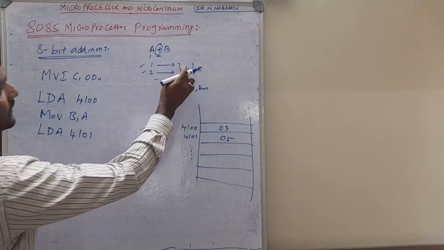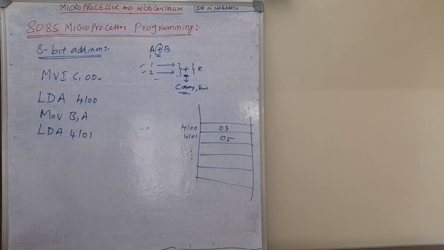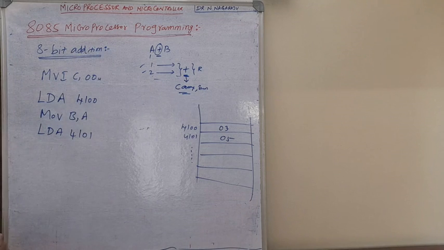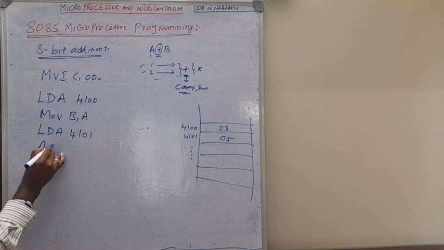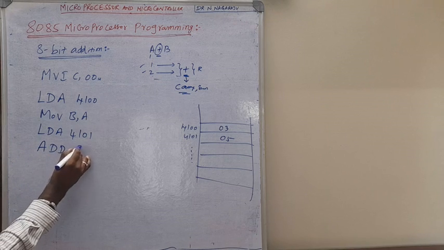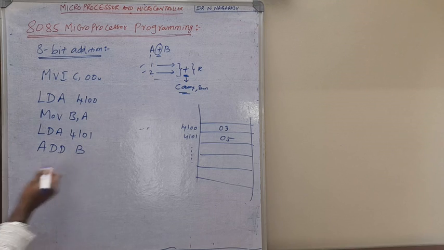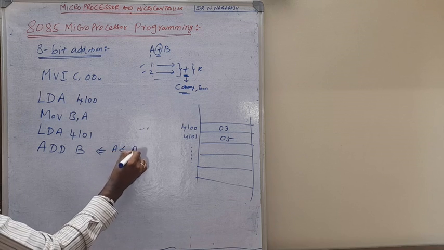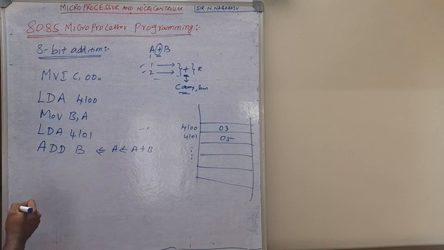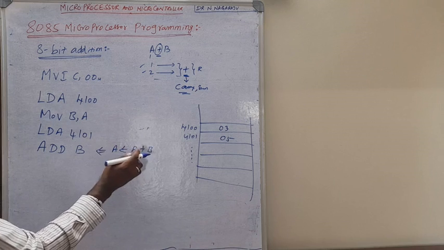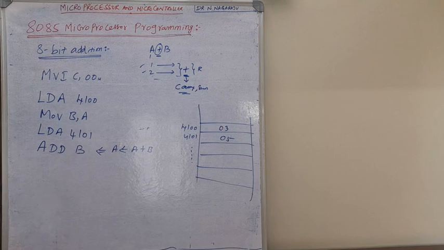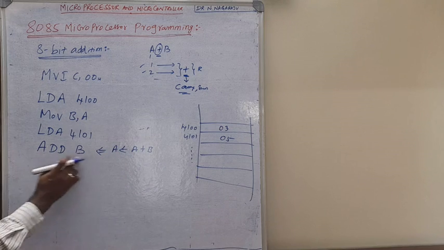Now what is the next process? You have to do the processing operation. What is the processing operation here? Addition. So what is the addition instruction here? ADD B. ADD B indicates, as I already explained, that A is added with the B register. The accumulator is added with the B register, and the result is stored in the accumulator. So at this point processing is over.